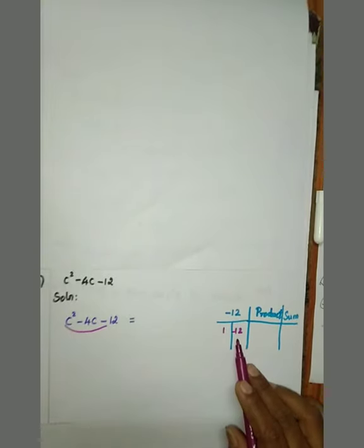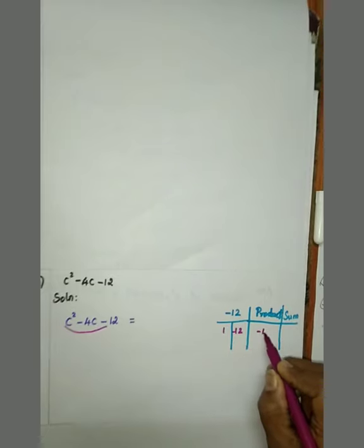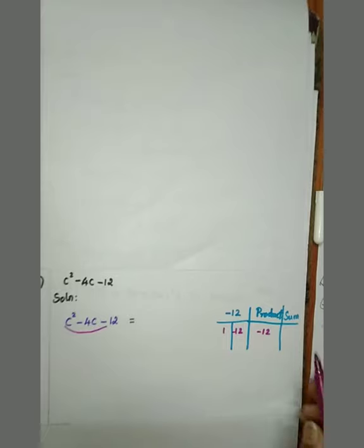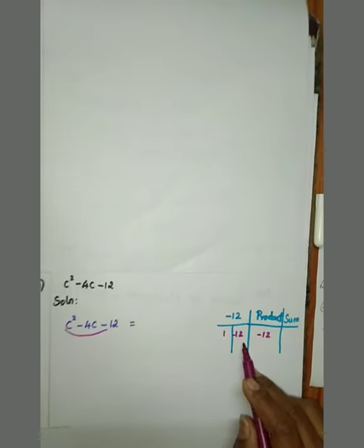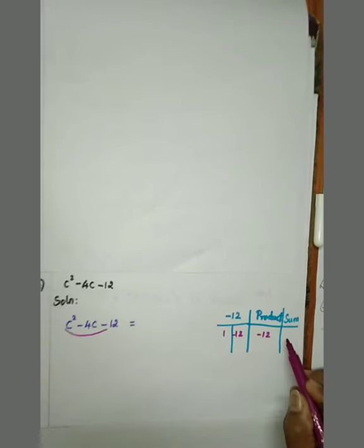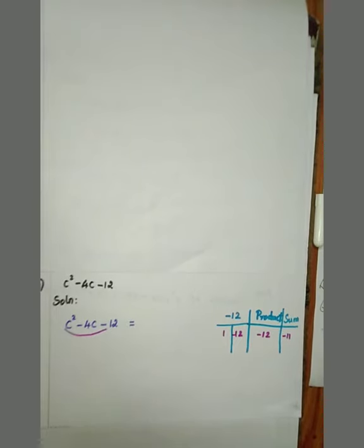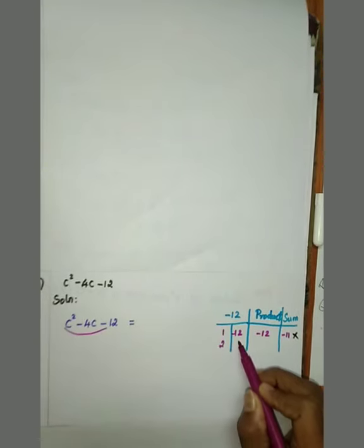When you are multiplying, the product should be 1 into minus 12 is minus 12. So we have got the minus 12 correctly. Then we are going to add these two numbers, 1 and minus 12. When you are adding these two numbers, you will get minus 11. But in this question, the middle term is minus 4. So this is not applicable. This is not the possible factors. Next we can go to the next factor, that is 2 and 6.